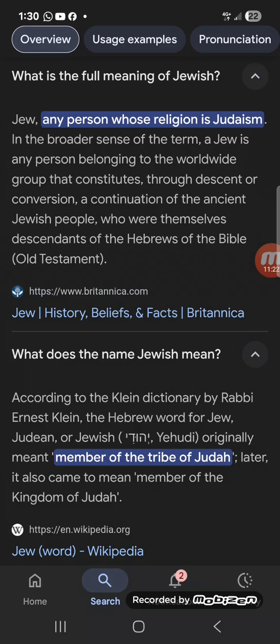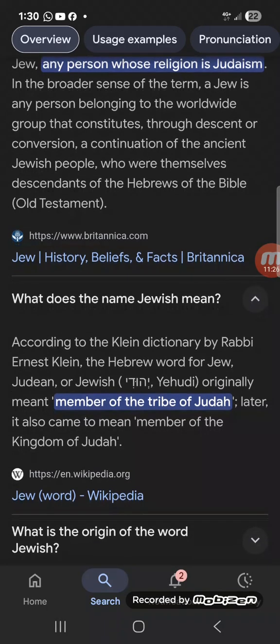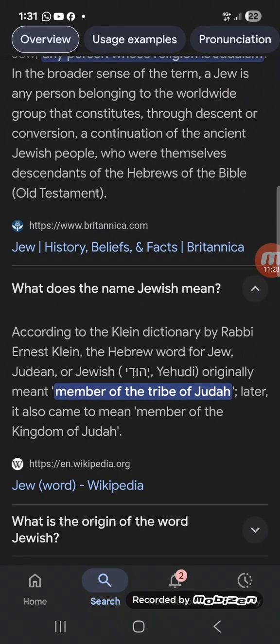But they are claiming to be of the tribe of Judah. So we go into what does the word Jewish mean? Member of the tribe of Judah. They are not of the tribe of Judah because Judah is Jacob's son. They are Edomites. They are descendants of Esau. So then, right there, you see the Heavenly Father say what?